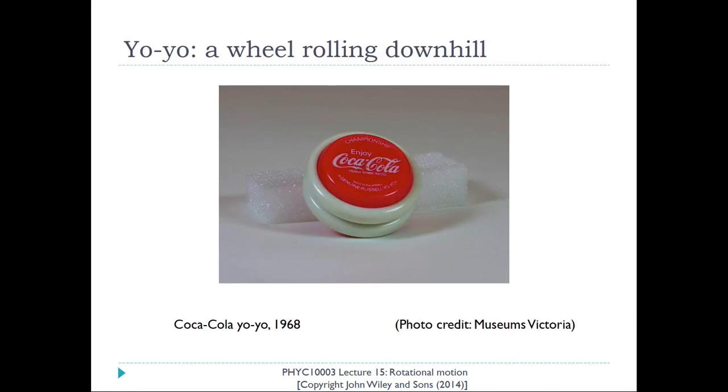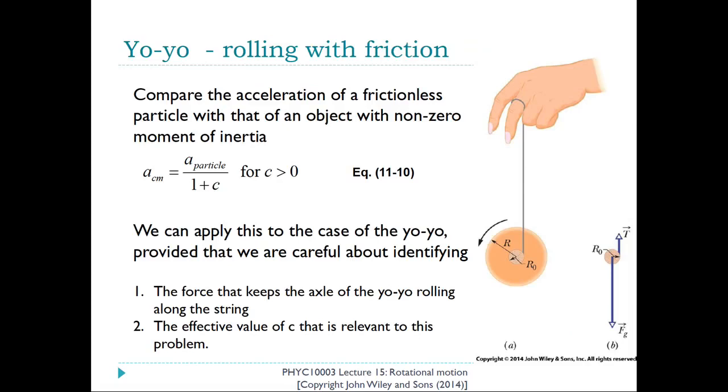So let's look at a different example. Let's look at a yo-yo. We can think of this as a wheel rolling downhill. Yo-yos are a very interesting sort of case for looking at rotational motion. So let's compare the acceleration of a frictionless particle with that of an object with a non-zero moment of inertia.